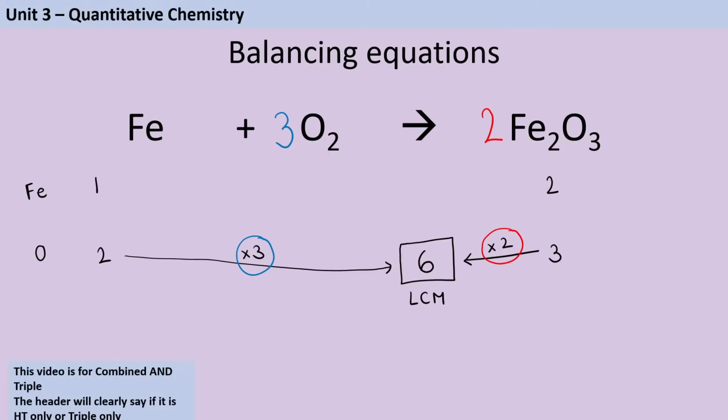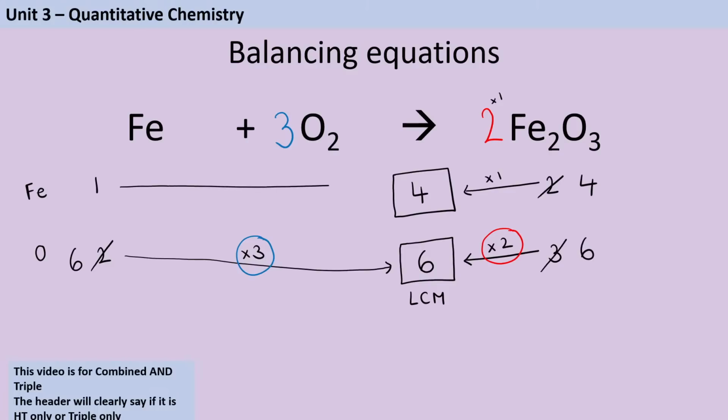Right, so I've done that now for one element. I've done it for oxygen. Then I'm going to count up, what have I got now? Obviously I've changed both of those to 6, but also my iron on the right has also changed to 4. Then I'm going to do the same thing again. Now, what's the lowest common multiple of 1 and 4? It's 4. So I don't need to multiply by anything on the right. On the left, I need to multiply by 4. So that 4 is going to be my new coefficient up there.